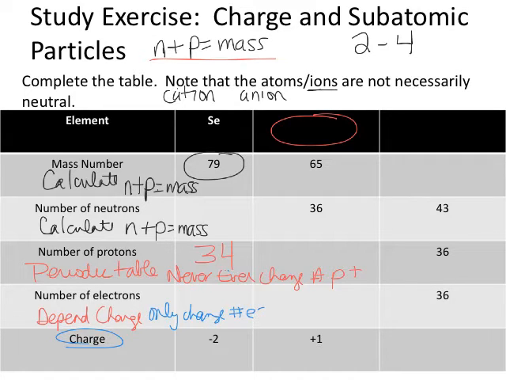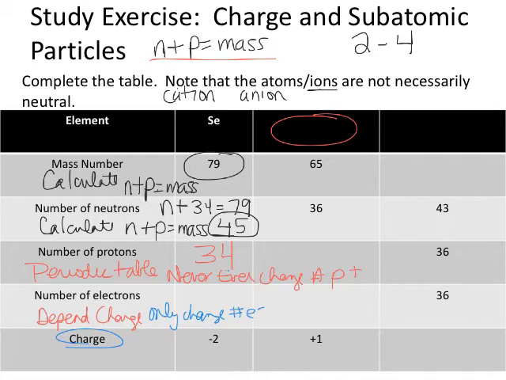And so using our formula of neutrons plus protons equals mass, we can solve for N. N plus 34 equals 79. So when you solve for N, 79 minus 34, we get 45. So that should be 45.